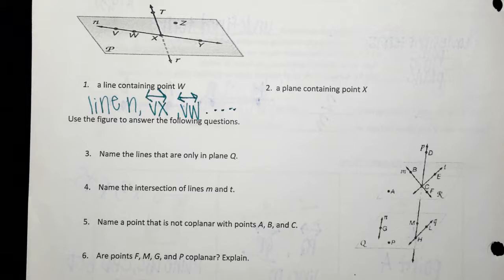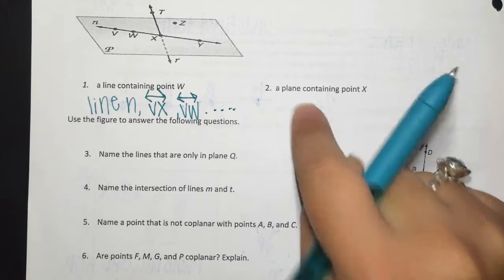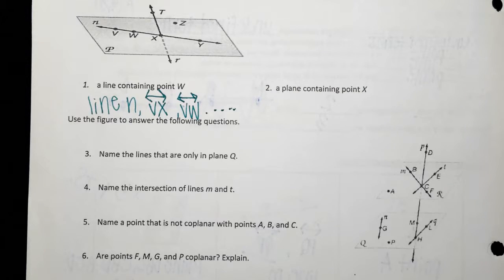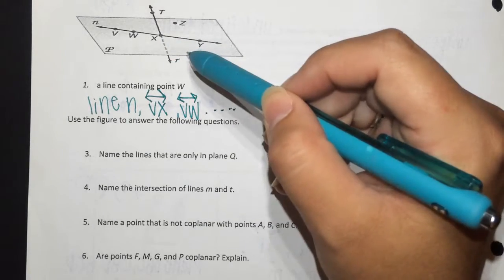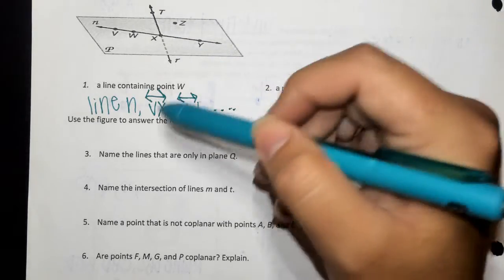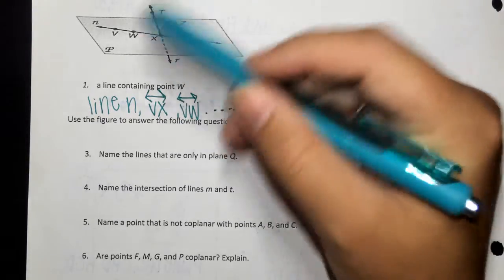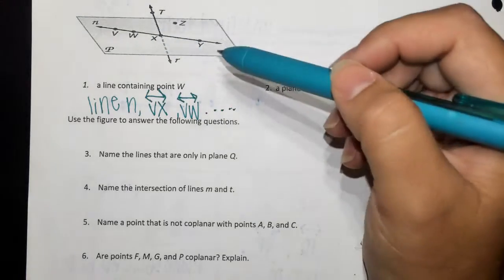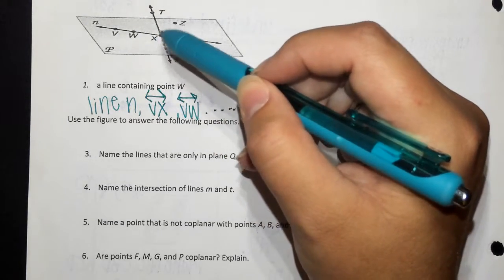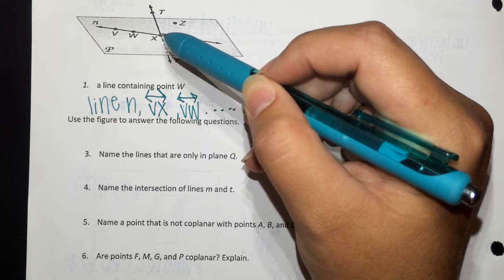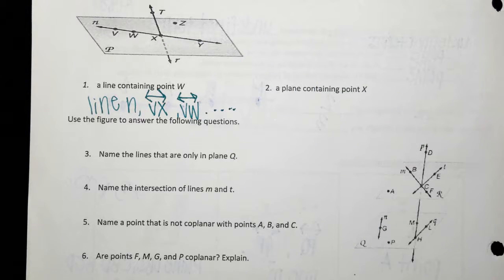Okay, number 2. Jack, what does it say? Well, what plane contains point X? Well, is point X on this plane? How many planes do I have here? How many 4-sided figures do you see here? Just one. Well, here's point X. So right now, without calling it out, write down how you would name this plane. Write it down. How would you name this plane?